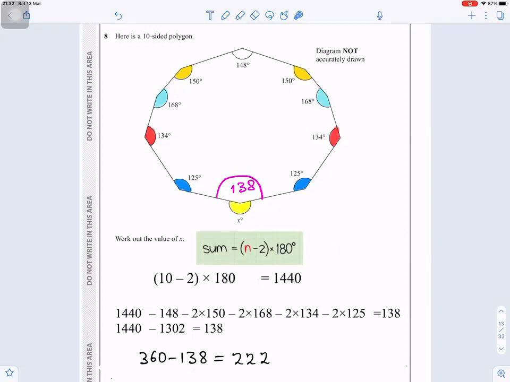Now, a complete circle is 360 degrees. So if the inside is 138, the other side outside to make the complete circle will be 360 minus 138. It gives you 222 degrees.